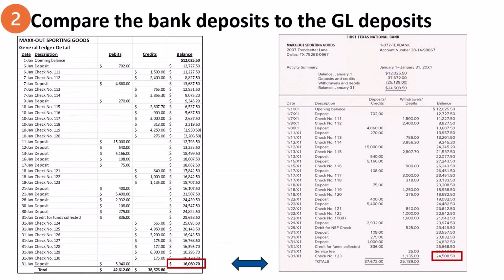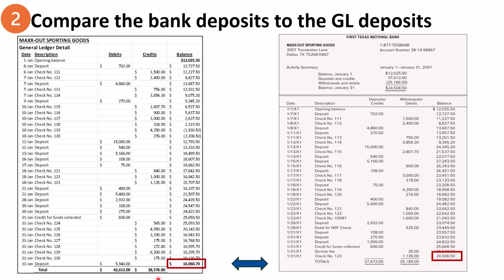Now that we have the bank statement and the general ledger side by side, we can compare the two records to identify any difference. First, let's start with the ending balances. The cash account in the general ledger shows an ending balance of $16,060.70 as of January 31st. The bank statement shows an ending balance of $24,508.50, and that's a difference of $8,447.80. And to understand why there is a difference, we compare the deposits first.